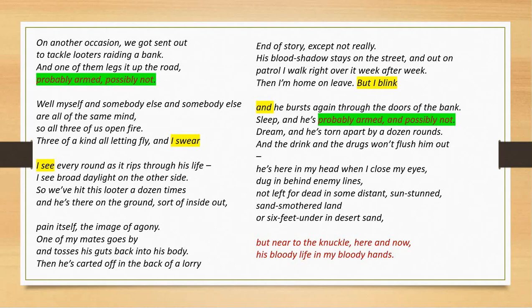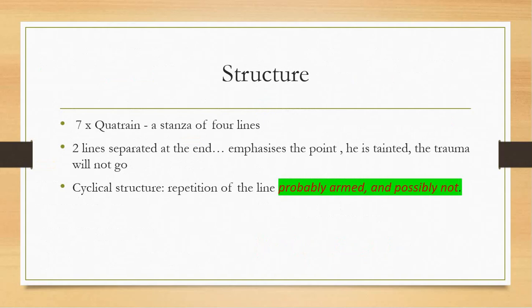So we will read through this, but before we read through it, let's have a very quick look at the structure and the basics, then read the poem and analyse the stanzas. So the structure of the poem. There are 7 quatrains, a stanza of 4 lines. The 2 lines separated at the end to emphasise the point. He is tainted, the trauma will not go away. And the cyclical structure, the repetition of the line, probably armed, possibly not.